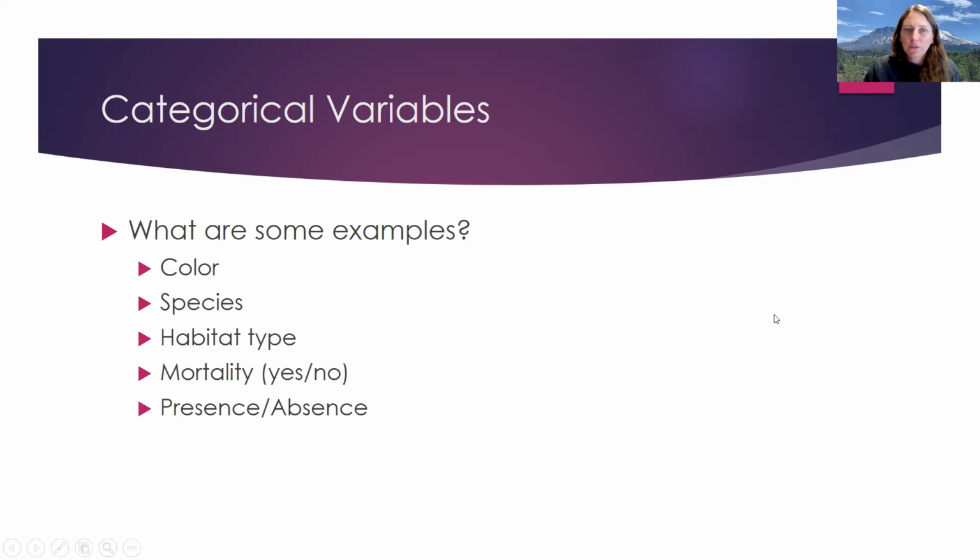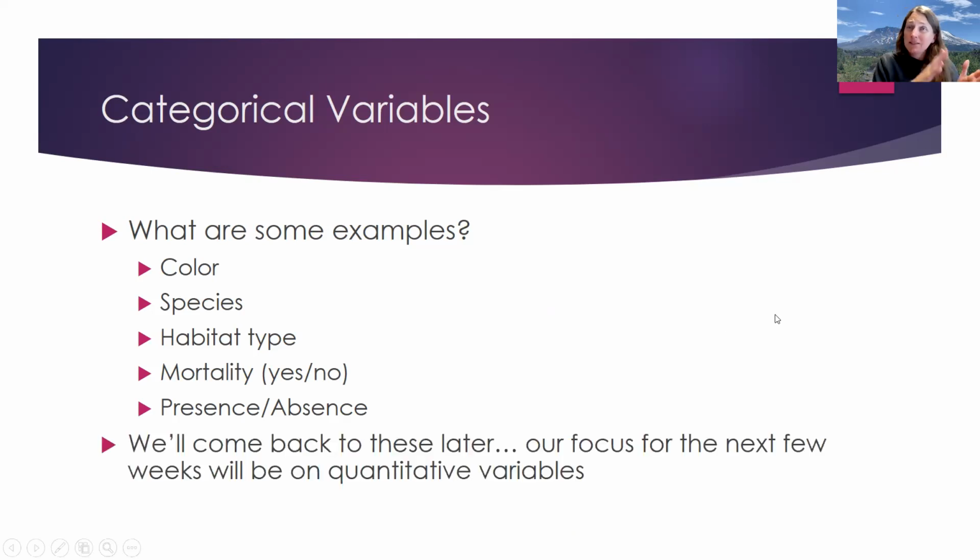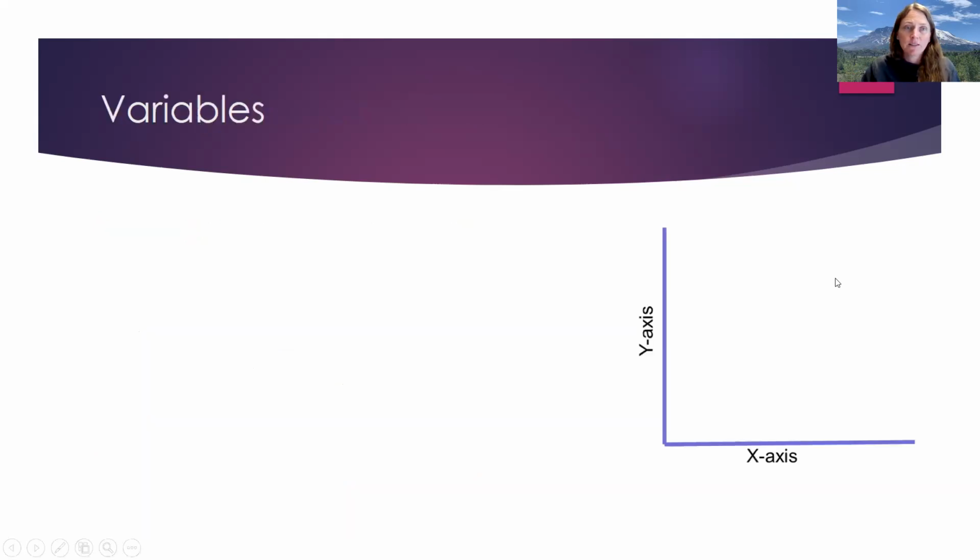We're actually going to kind of put these categorical ones aside and come back to them a little bit later in the course. Our focus for the next few weeks will be on the quantitative variables, the things that we can measure. Those are some of the most common things that we run across or are interested in summarizing for statistics. And then let's think just a little bit more about these variables. And I think it's easier to think about the quantitative ones in this case.